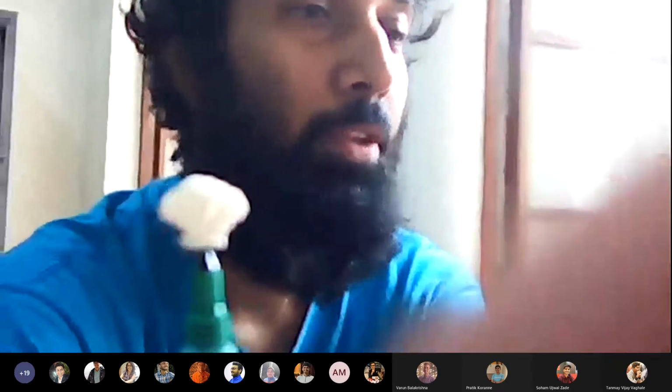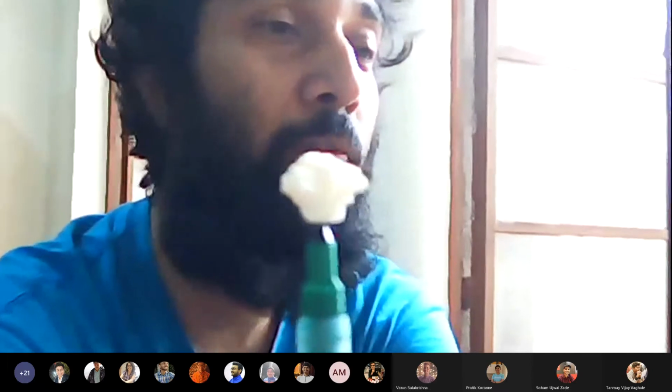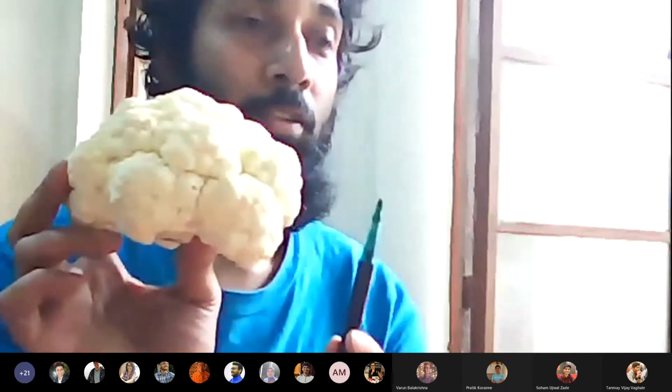Okay. So what is this? Cauliflower. Okay. A very small part of a cauliflower. That's why you see that it's on the tip of a pen. Right? You see? This is a little larger piece of cauliflower. This is even larger. And this is the whole cauliflower.